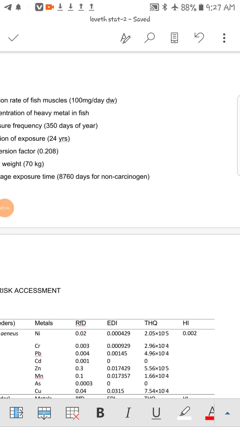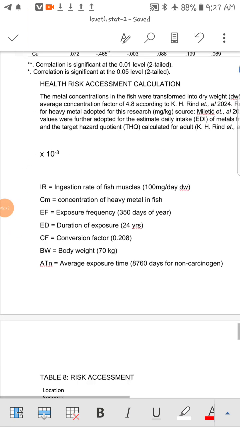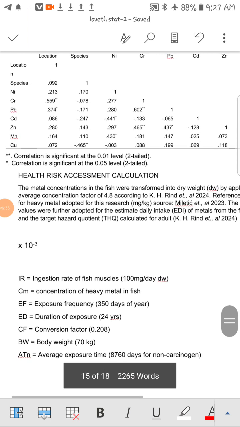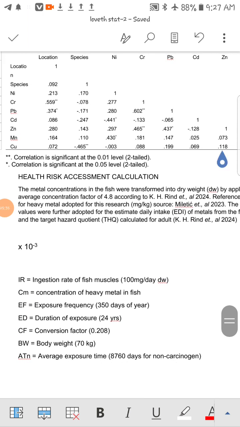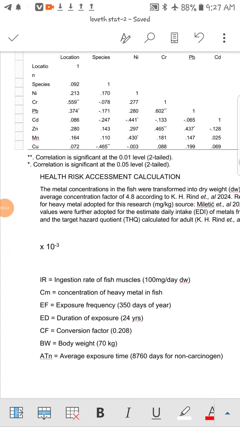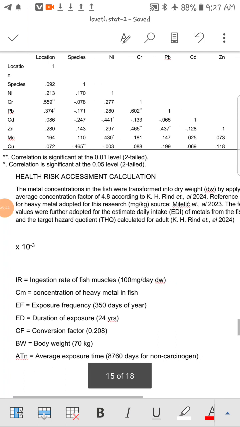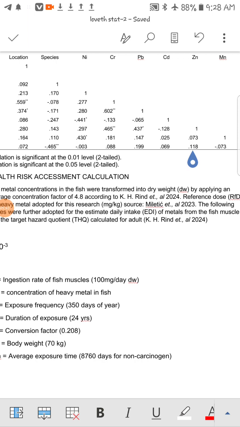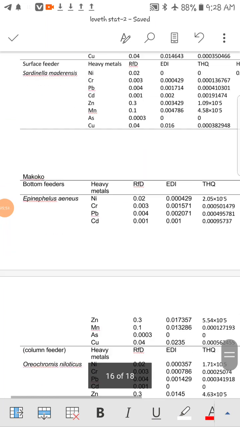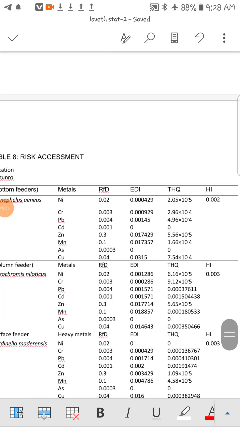And if you want to do the total hazard quotient, the formula is right there. All you need to do is to substitute. Use the reference dose. The reference dose was gotten from Meltic, and as I wrote there, the reference dose for heavy metals adopted for this research, milligram per kilogram, source is Meltic et al. 2023, which I've also shared the link to before. So this is how it is. And the reference dose that was used for this assessment was the ingestion rate.